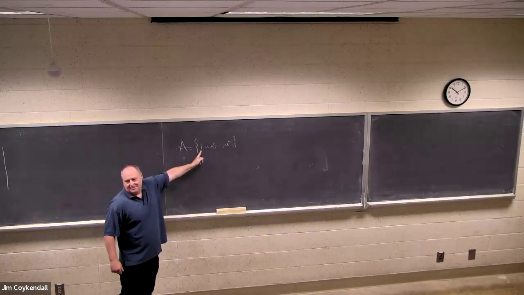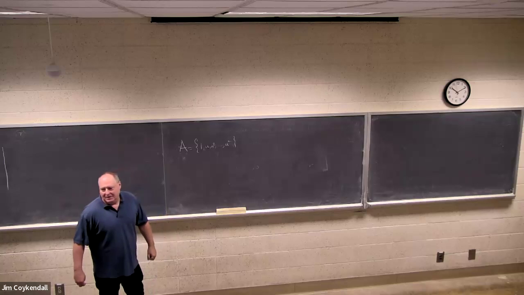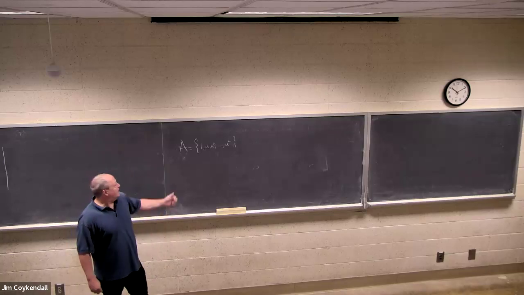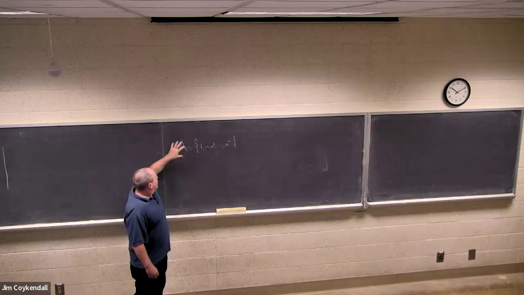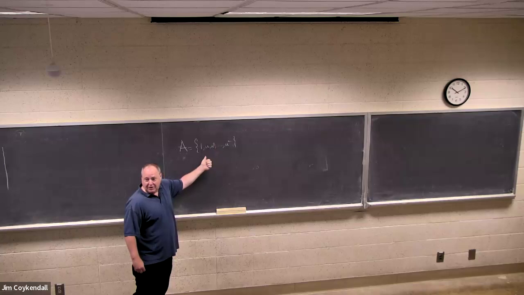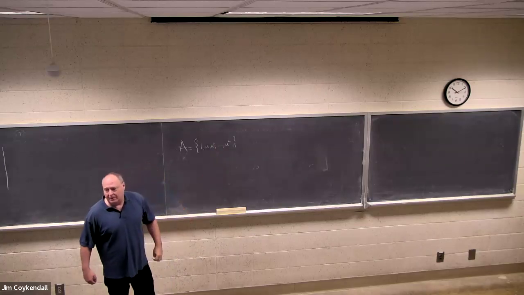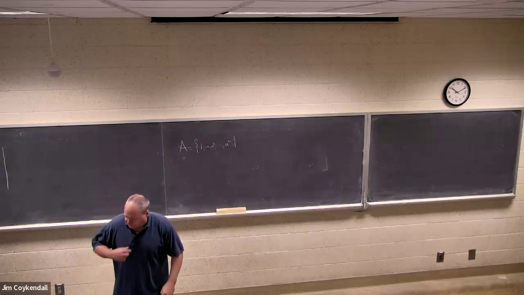Because it's got one in it, right? So if there's something in T that annihilates this module, it has to annihilate one, right? Anything that kills this module has to kill every one of these. In particular, it has to kill one. So if T times one is zero, then T is zero.